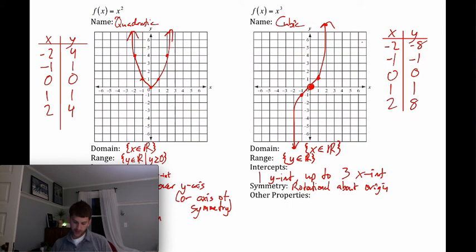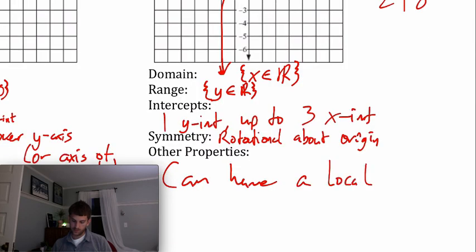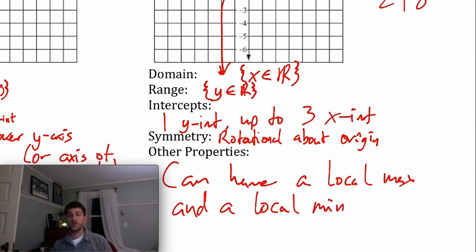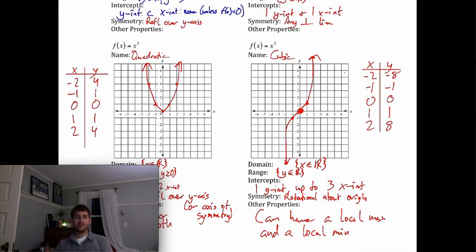Other properties, it can have a local max and a local min. Remember, we're using the word local max and local min because on a cubic graph, there is no absolute max, because it's going to go up forever. It's also going to go down forever, so there's no absolute min, so it's going to have those local max and local mins.